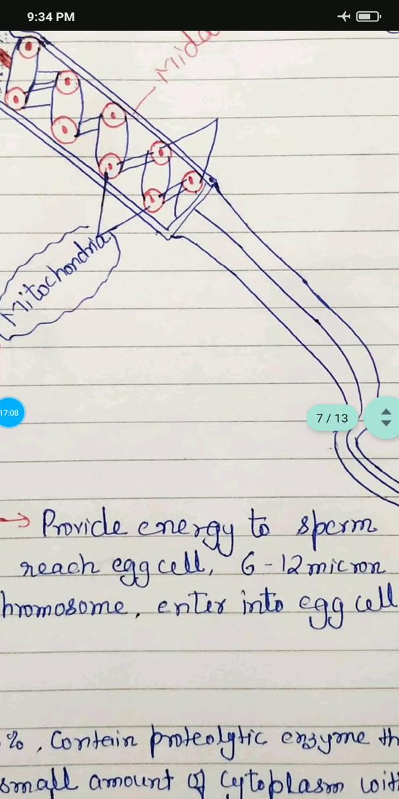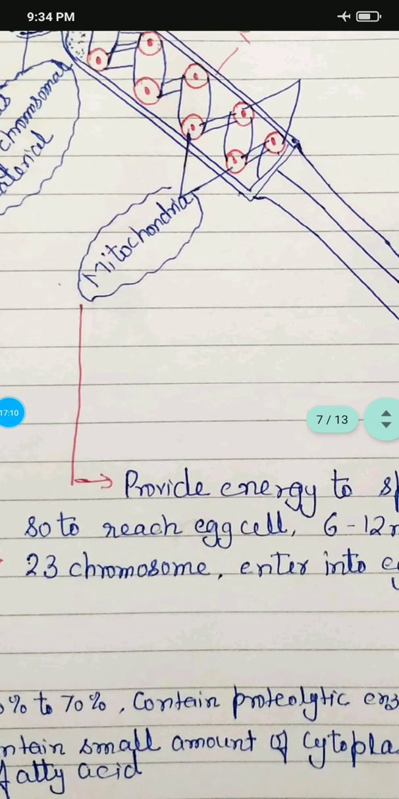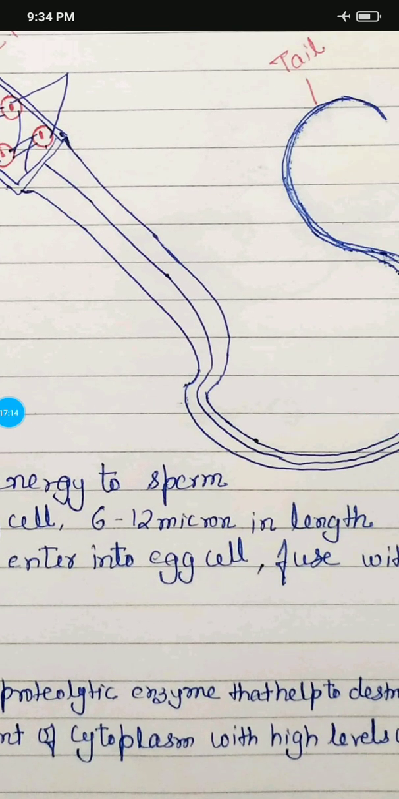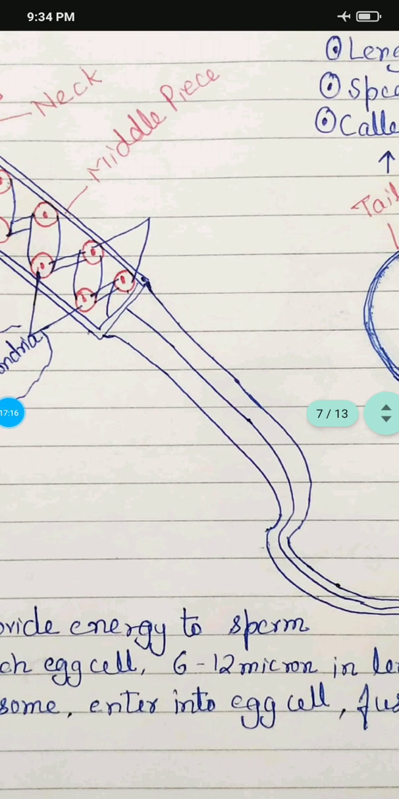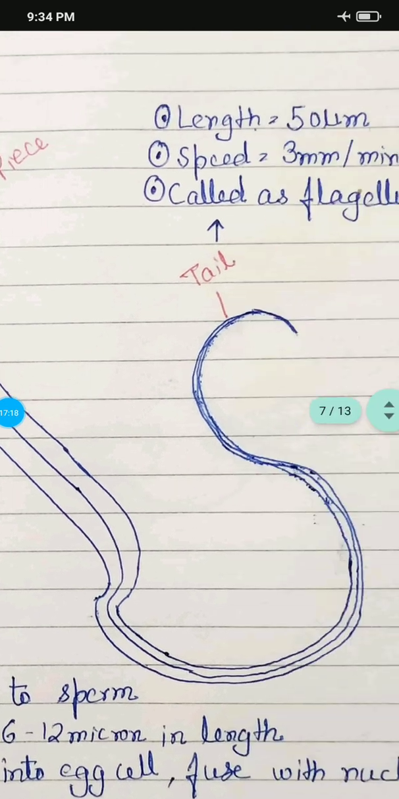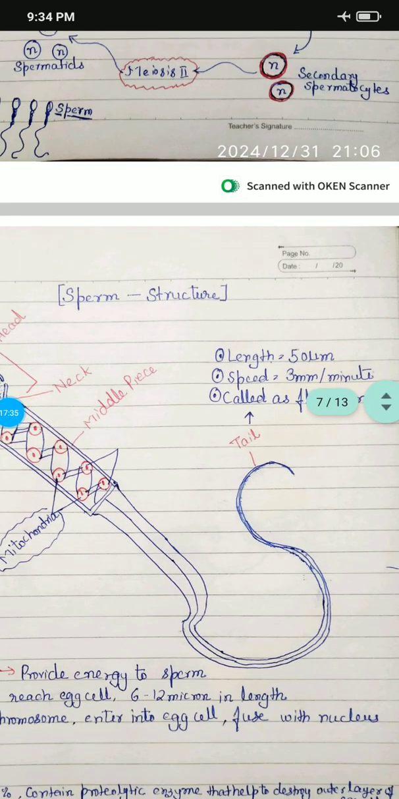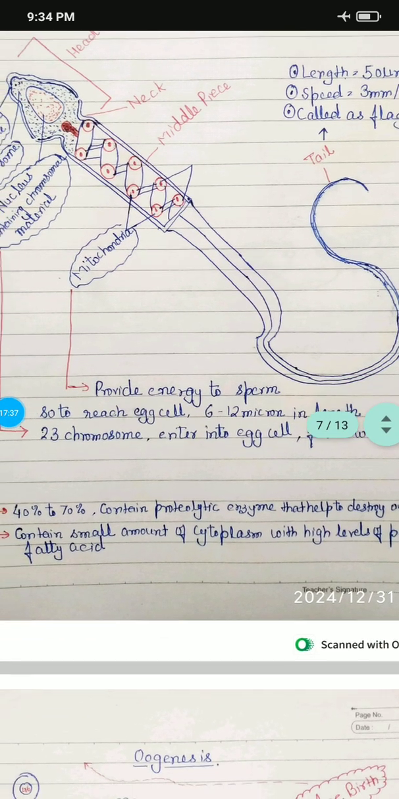The mitochondria provide the energy to the sperm so that it can reach the egg cell, because it is 6 to 12 micron in length. Which one? The neck, meaning the middle portion. And if you go for the tail, the length of the tail is actually 50 mm. The speed is very important: the speed of a sperm is 3 millimeter per minute. This tail is also called a flagellum. From here, the structure of a sperm is completed.